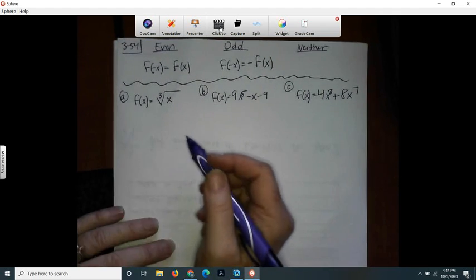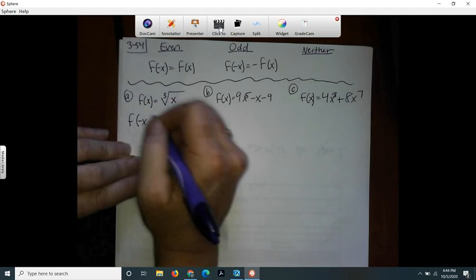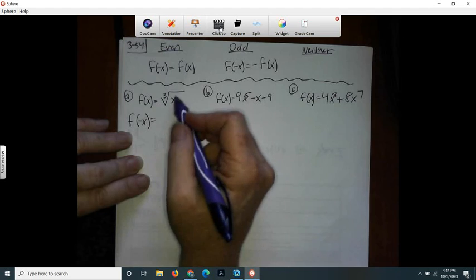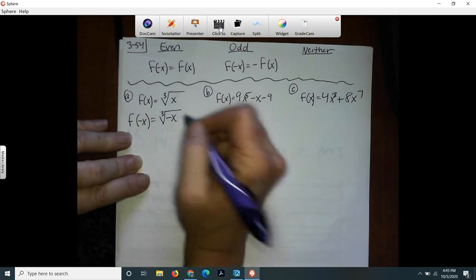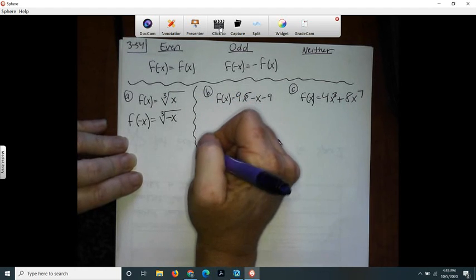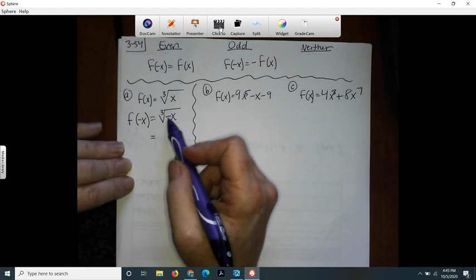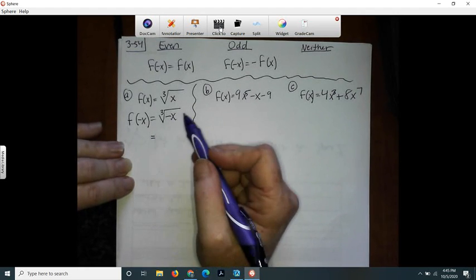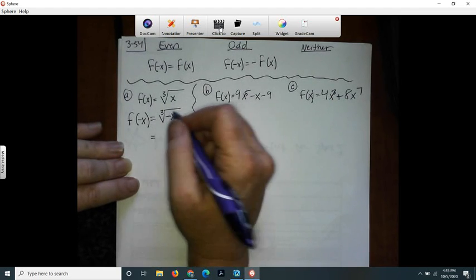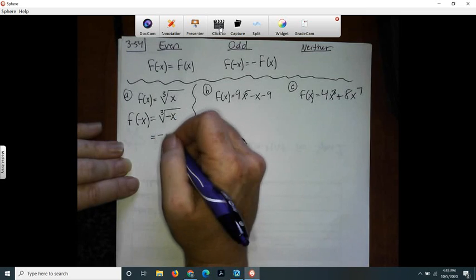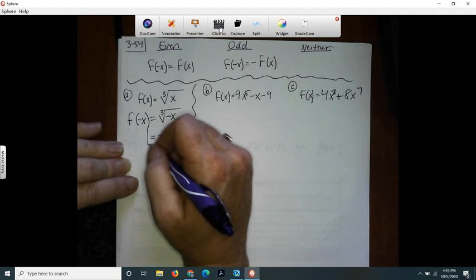So we're going to start out by just plugging negative x in, or finding out what f of negative x is. So all that means is I'm just going to plug a negative x in to my function. So I can clean this up a little bit, though, because I know that a negative times a negative times a negative is a negative, and that this cube root can actually come out as negative cubed root of x.